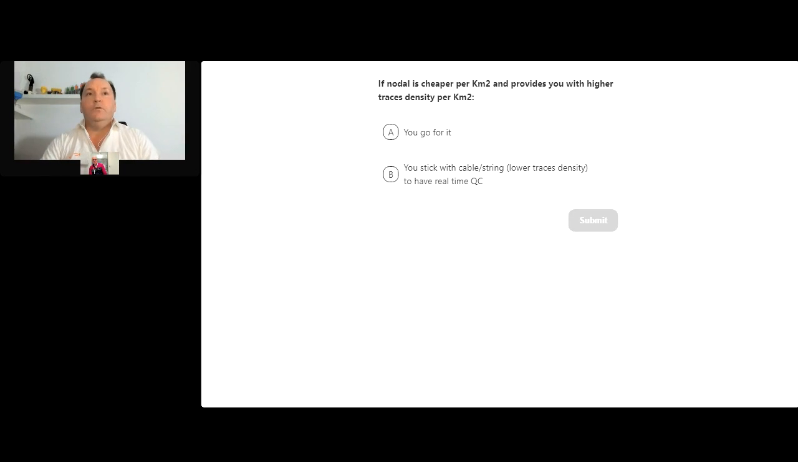A question to keep the audience with us. If you face a nodal solution cheaper per square kilometer, providing you with a higher trace density per square kilometer, would you go for it? Or would you stick with a cable string system to have real-time QC, despite the lower trace density? About 10 seconds for you guys to populate your answer before we disclose the outcome, please.